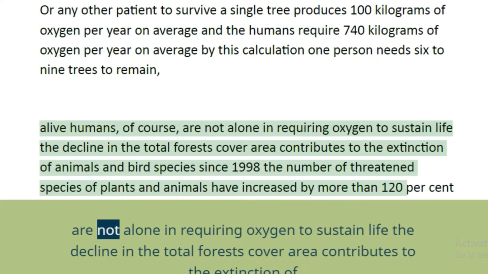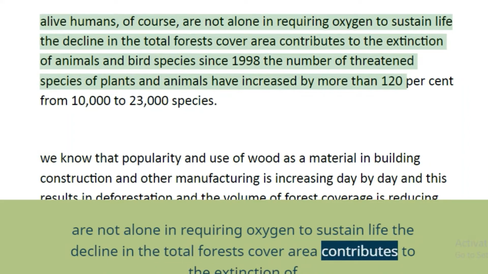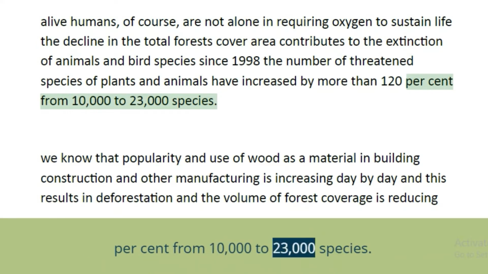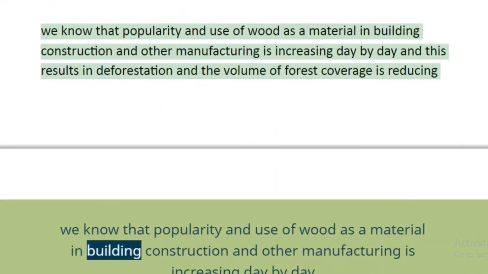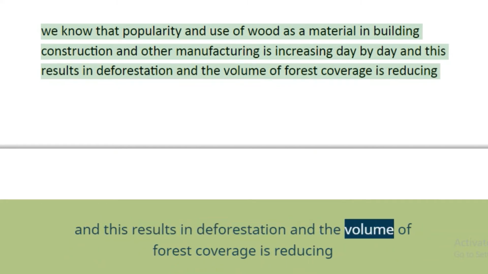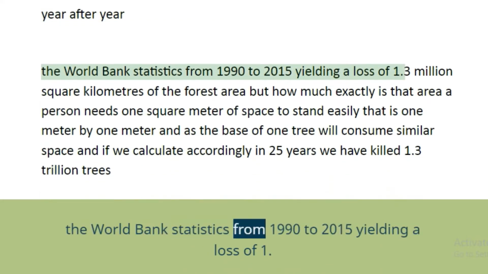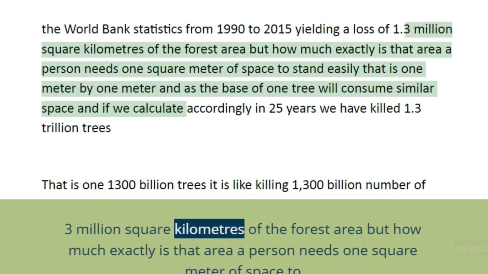Humans, of course, are not alone in requiring oxygen to sustain life. The decline in the total forest cover area contributes to the extinction of animals and bird species. Since 1998, the number of threatened species of plants and animals has increased by more than 120%, from 10,000 to 23,000 species. We know that the popularity and use of wood as a material in building construction and other manufacturing is increasing day by day, and this results in deforestation, and the volume of forest coverage is reducing year after year. The World Bank statistics from 1990 to 2015 show a loss of 1.3 million square kilometers of forest area.